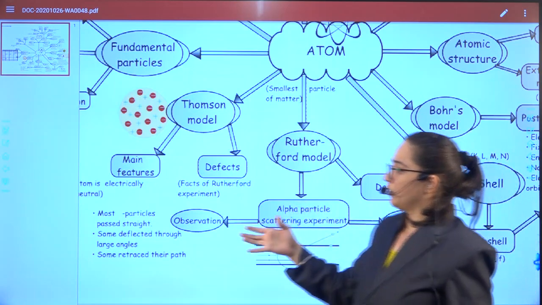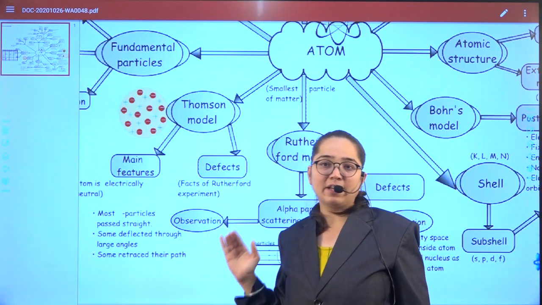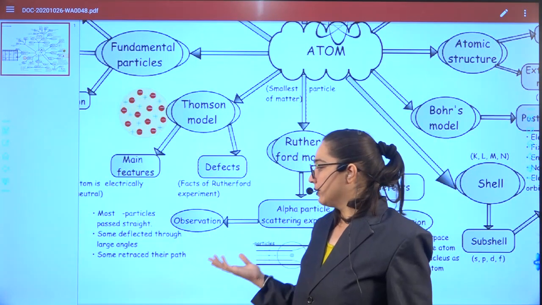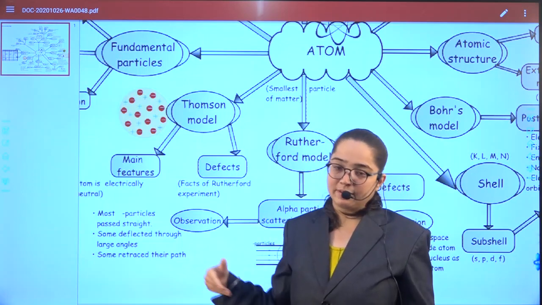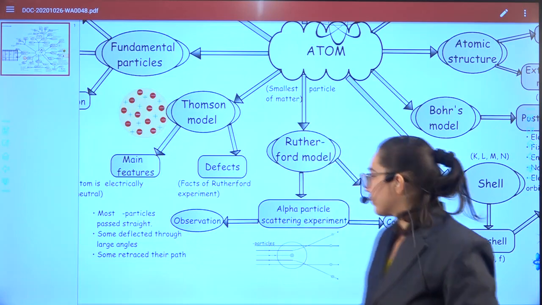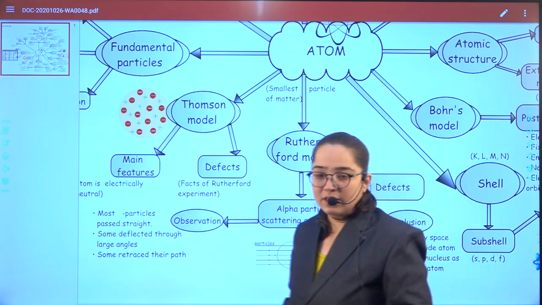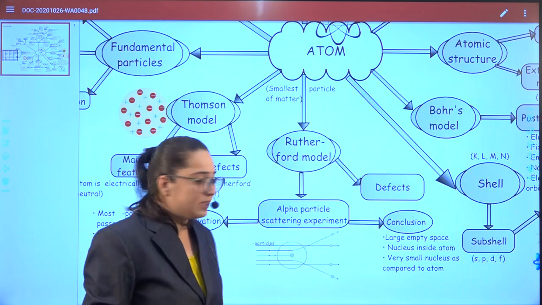He observed that most of the particles passed straight away and some got deflected at very large angles and some were refracted from their path. That was, the ratio was very, very, very low. Then what conclusion did he come to? He gave this conclusion on the basis of the content.